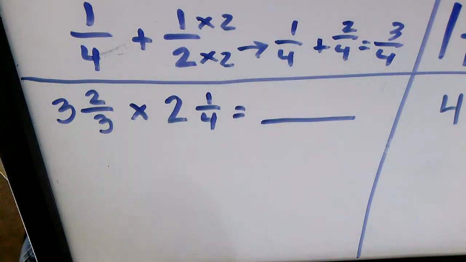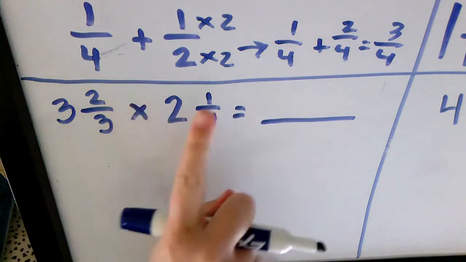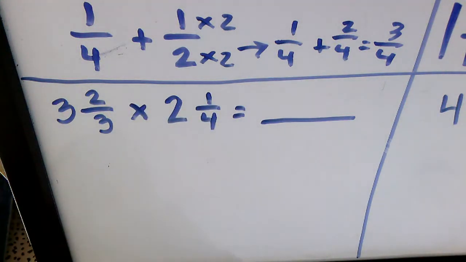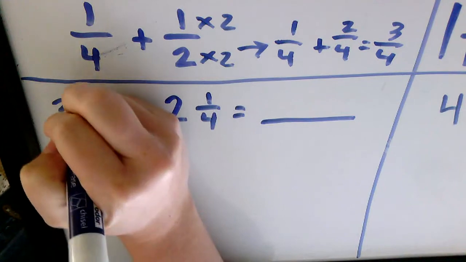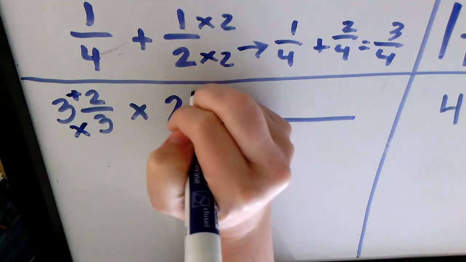Okay, so I have 3 2/3 times 2 1/4. When I am multiplying mixed numbers, I have to make them improper. I can't do 3 times 2, can't do 2 times 2. I need to turn them into improper fractions, and then for my final answer, I will turn it back into a mixed number. So I make them improper. I multiply, add, and then I'm going to rewrite.